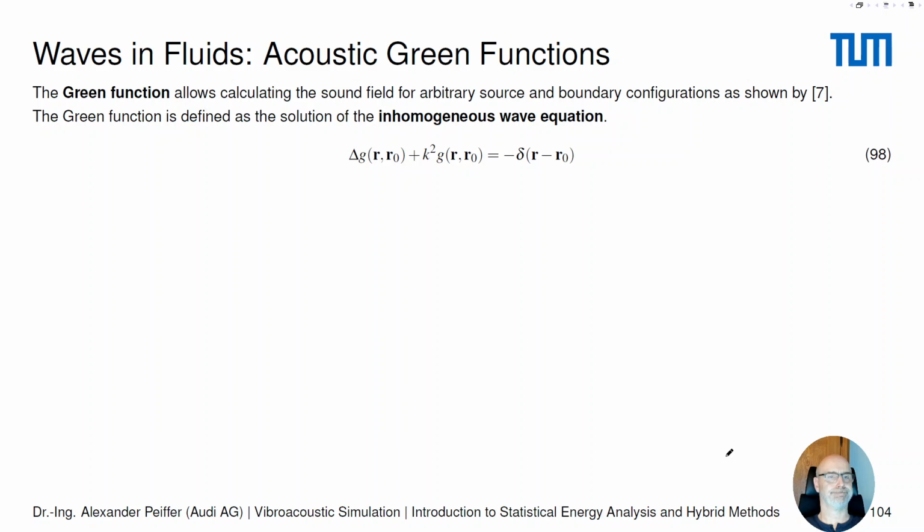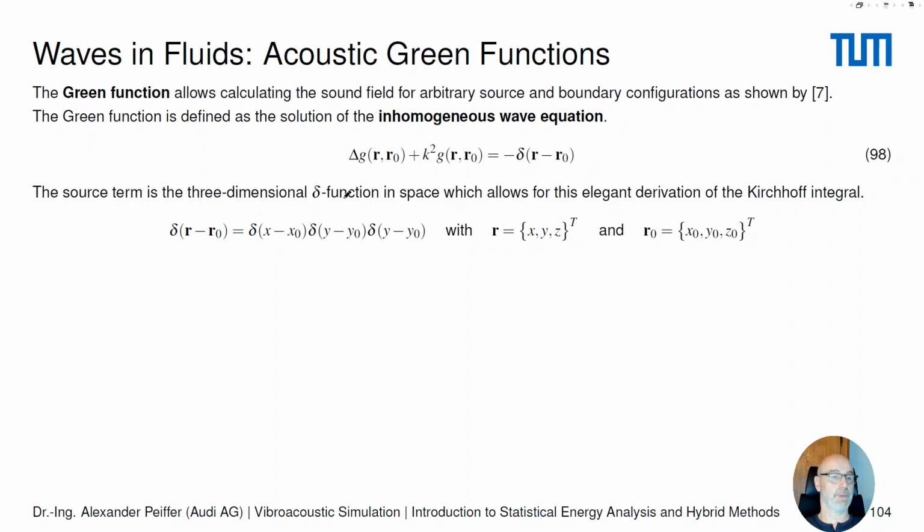Good. The question is, how can we solve such systems? That might be quite a complicated thing, but we use some of the solutions of elementary sources that we have already derived. Before we do so, we use a function that we call the Green function, and this is defined by the following inhomogeneous wave equation. So this is the solution of the inhomogeneous wave equation with a three-dimensional delta function in space as the source term.